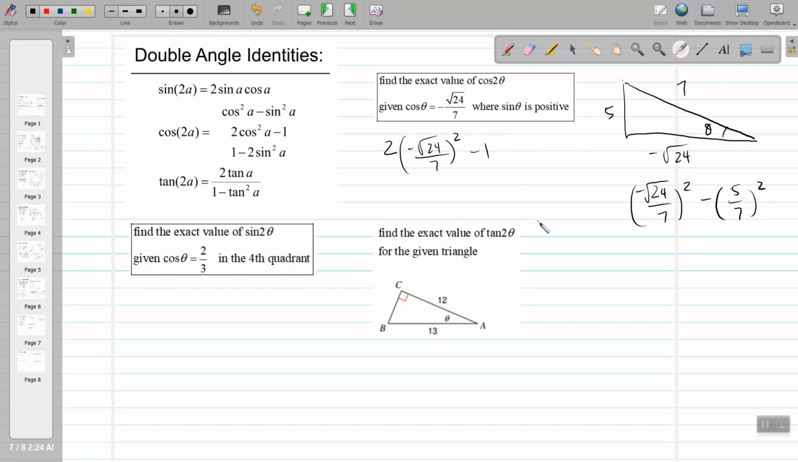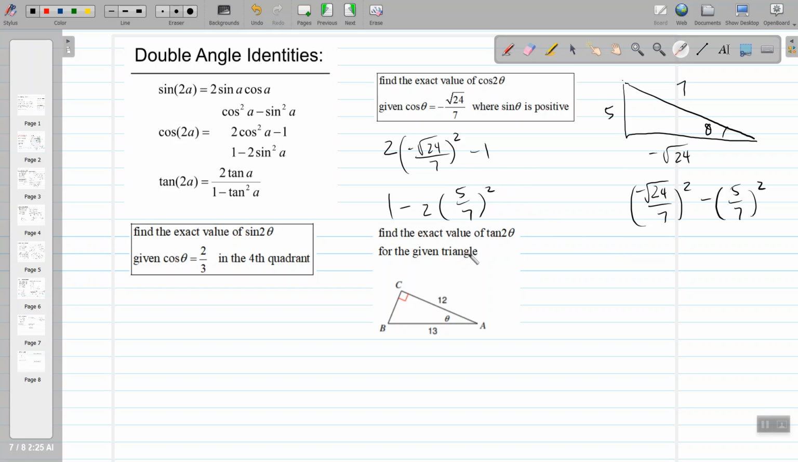And then a third option would have been this. So you could have done this as well. This would have been 1 minus 2 times sine, which is 5 over 7, squared. Okay, so calculating any of these three would have gotten you the same answer. And you don't need to do all three. You just need to do one of them. Again, I'm just showing you all three since we have the information.